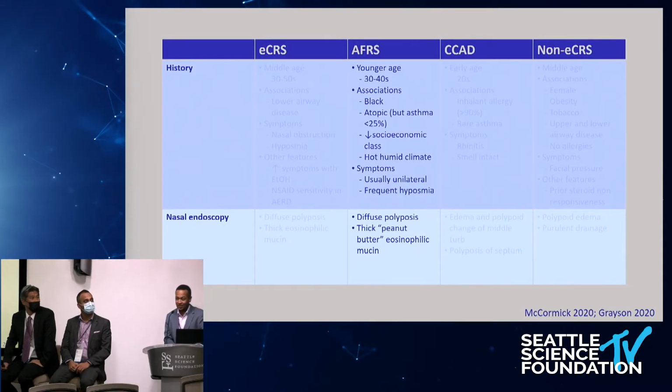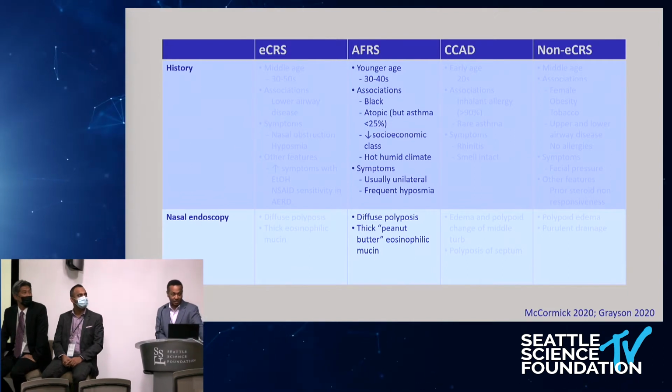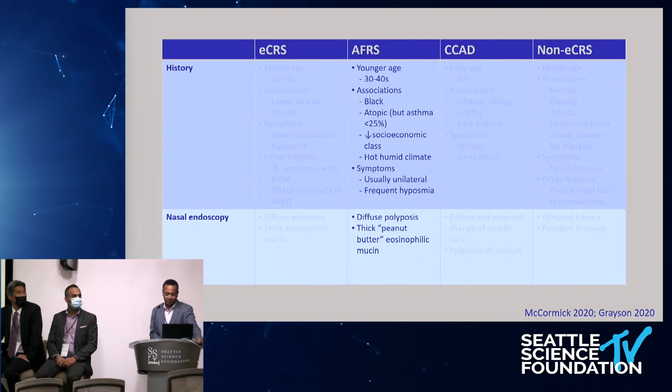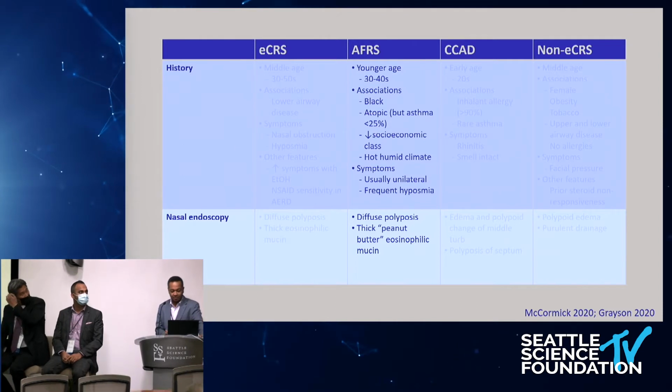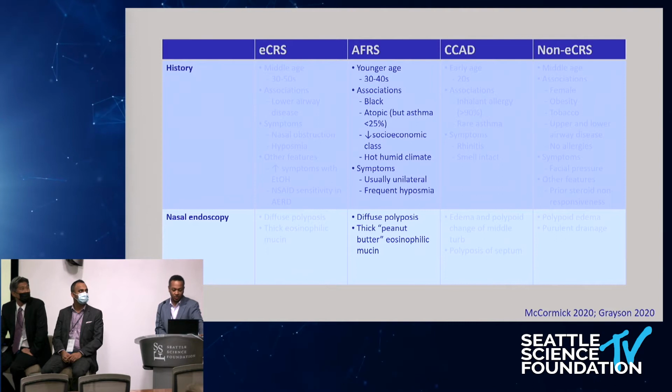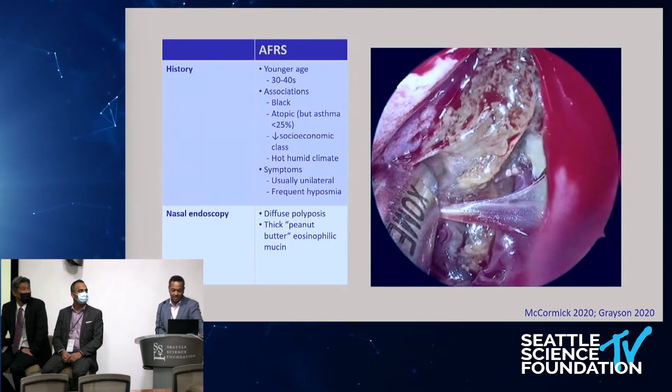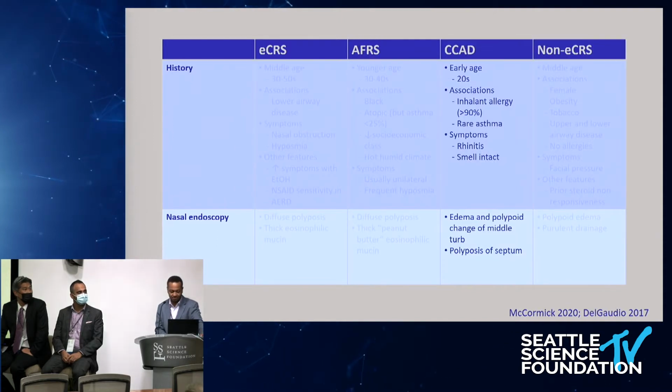Of course, there's allergic fungal rhinosinusitis. Tends to be a younger patient population. There are some associations, and they're kind of listed here. Geographic preponderance is important. So southeastern United States, a ton of it. I think Dr. Levine was mentioning that they do a lot of this in Miami, certainly more than we likely see up here. And then the symptoms, often unilateral, not always, and frequently present with total loss of their sense of smell. And then on endoscopy, again, you see this almost pathognomonic peanut butter consistency eosinophilic mucin.